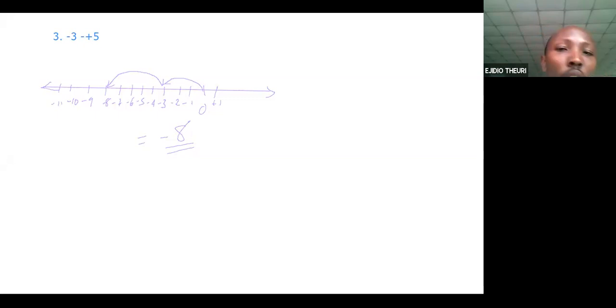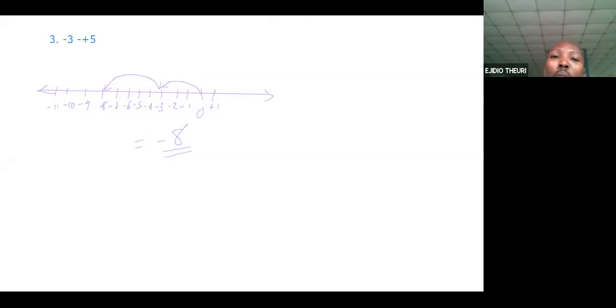Okay? So we can go to multiplication and division. We are going to combine multiplication and division because we are using the same concept. So write: multiplication and division of integers. I hope you're writing. Multiplication and division of integers.